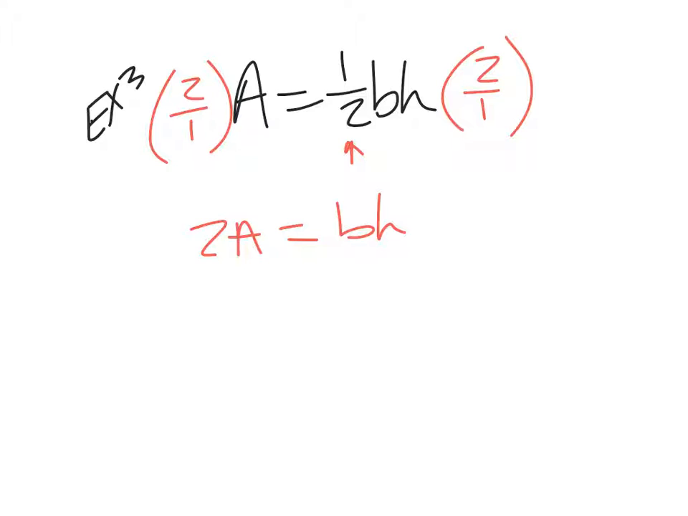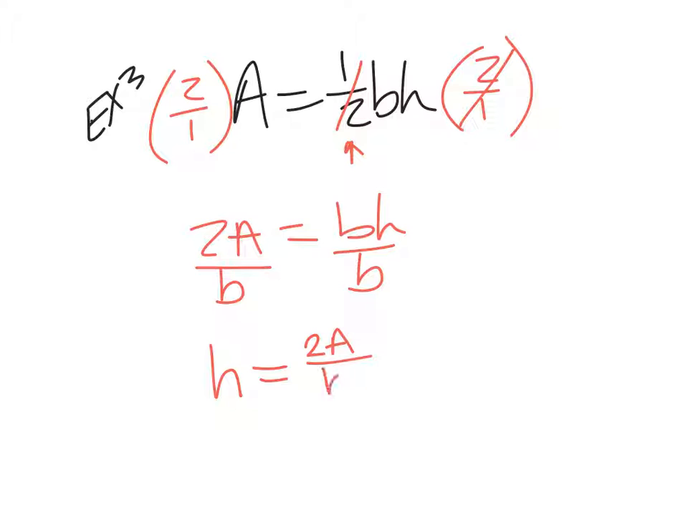Now how do I get the h by itself? Divide by b. So h equals 2a over b.